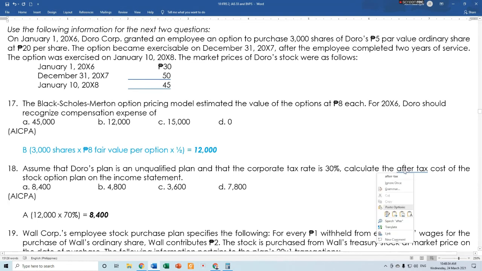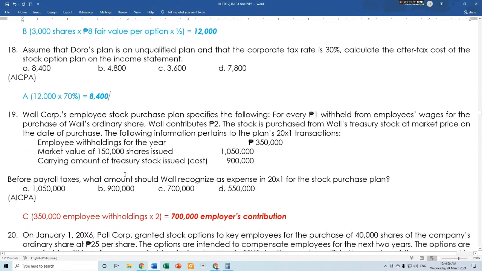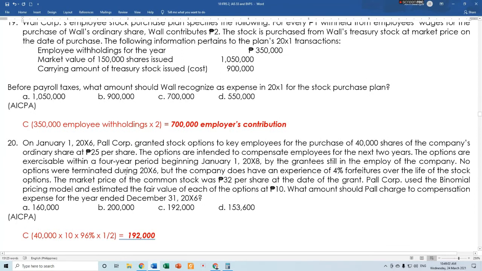Calculate the after-tax cost of the stock option plan in the income statement. Since it is an unqualified plan, it is subject to tax. So our answer in number 17, which is 12,000, you just subject to tax. The net effect will be 8,400. So that's letter A. That's all. 19.